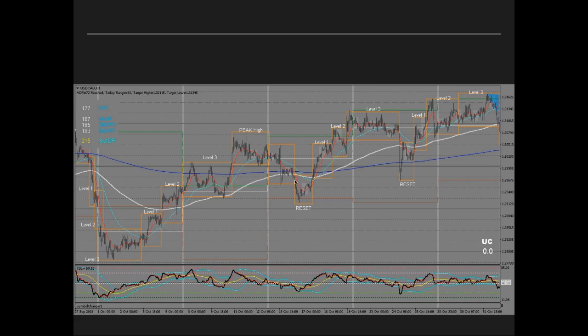This up here, from this level up to this level, you can have some suspicion that it could be a reset, but as long as it doesn't break this high, this whole area here could just be a big level 3 peak formation waiting to drop. It's not until you break through the high here and hold above that level that you can be sure that that's a reset level.